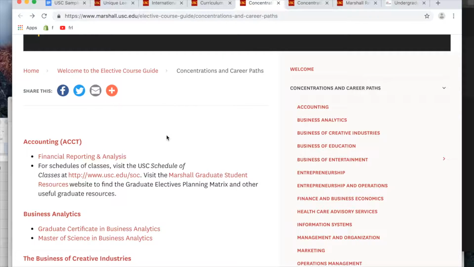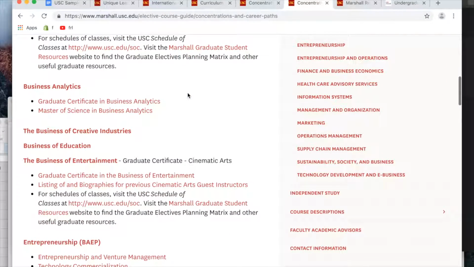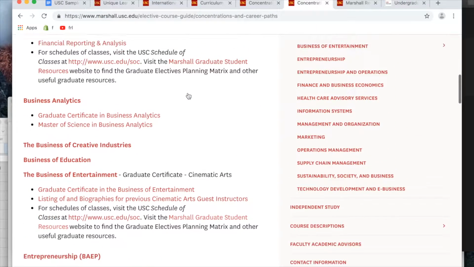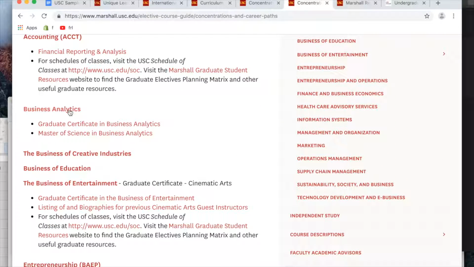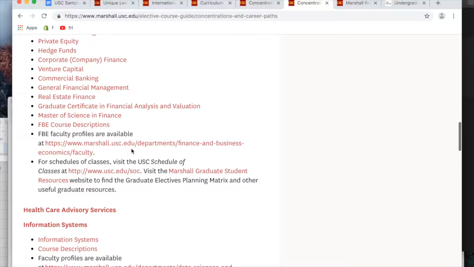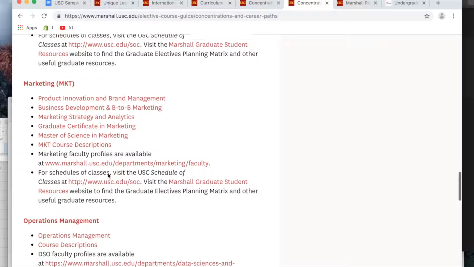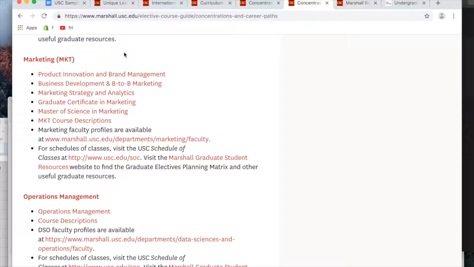Marshall itself has a lot of concentrations, and accounting is one of them. Entrepreneurship is another one. Just be careful when looking at this, because business analytics is only available for graduate students. Take a look at finance and business economics, information systems, management and organization, and marketing. This will be a very, very good page to go through in terms of relating yourself to what you want to do in the future and how Marshall can help you get there.